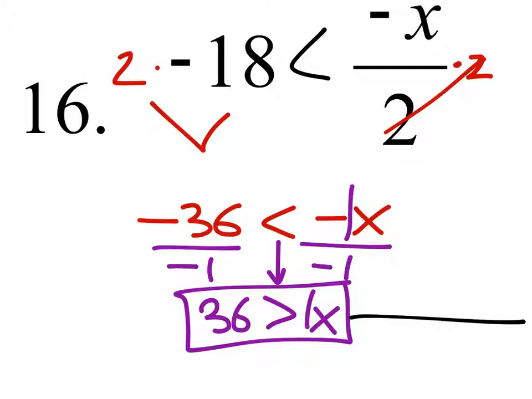Let's go ahead and graph these. 1, 2, 3. 35, 36, and 37. Is this open or closed? It's open. Is it eating the x? No, so it goes to the left.